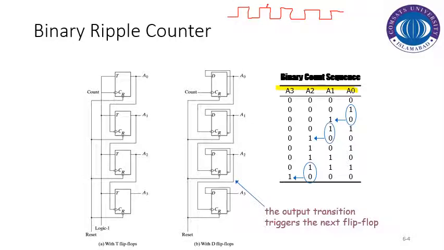for example, this is the waveform for A0, and it has the same frequency which we have applied on its clock pulse. So it is flipping itself, for example, 0 1 0 1 0 1. If we consider A1 here, A1 is flipping after two pulses, with two count sequences of the original frequency.